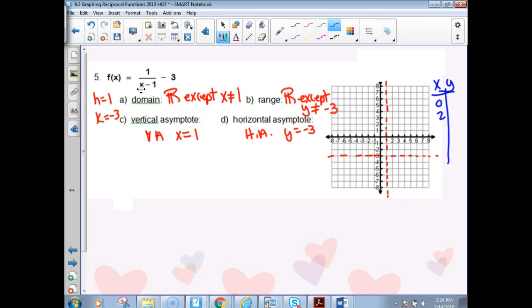Okay, if I put in 0, I'm going to get 1 divided by negative 1. So that'll be negative 1 minus 3, which is negative 4. If I put in 2, I'm going to have 1 divided by 1, and that'll be 1 minus 3, which is negative 2. So (2, negative 2). Looks like I'm going to be in the position I expected.